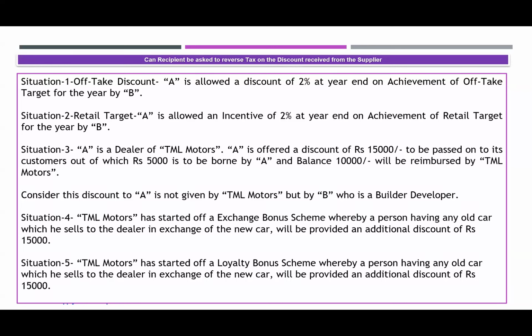Arpit ji, in this case, the situation will be that this is not a pre-existing scheme, or it was decided after the inventory was checked. So when the dealer purchased the material, at that time there was no scheme like this, but the discount was given after checking the inventory of the dealer.